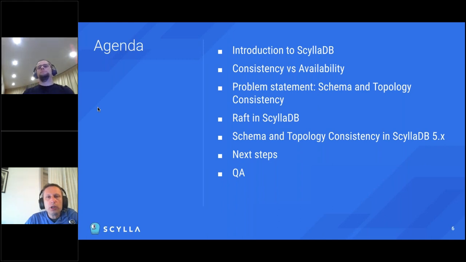So the agenda for today: I already introduced Scylla to you guys. In the next step, I'm going to give a very high level description of what is NoSQL and SQL. I will try to speed up this part because I'm sure many of you are familiar with that. And then we're going to explain the consistency problem that we come to solve. Then Kostia will explain how we solve the problem using the Raft consensus algorithm, demonstrate it on schema and topology changes, and then touch a little bit on the next steps and Q&A.